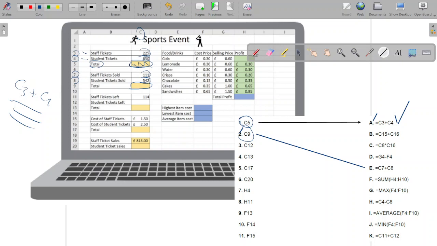Let's say, for example, we'll try to solve all of them if we have time. So this is C12. It means that you need to know this value here. This value is asking you to find out the student tickets left. What is the meaning of that? You need to understand the spreadsheet before answering this one. Here it's saying that this is the total number of tickets for students, and this is the amount that was sold. It means that there is some left.